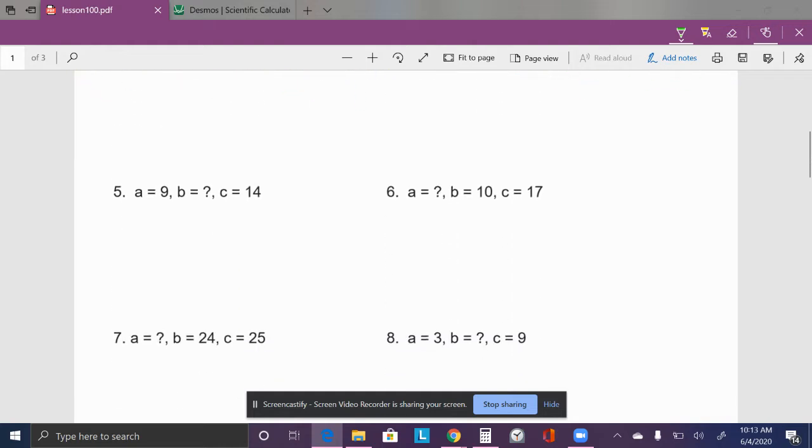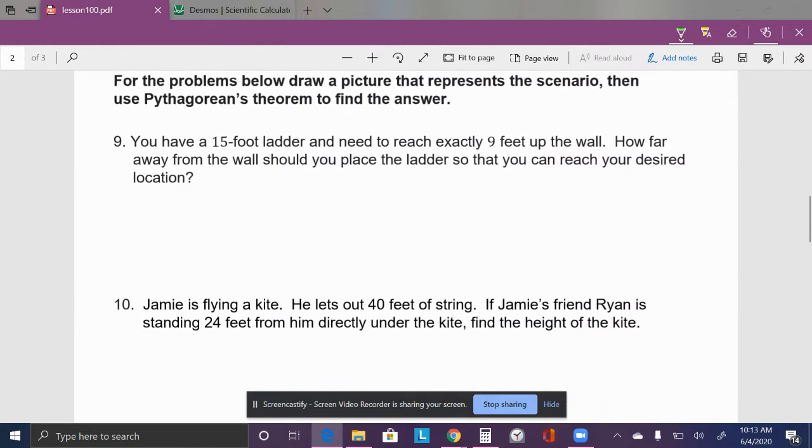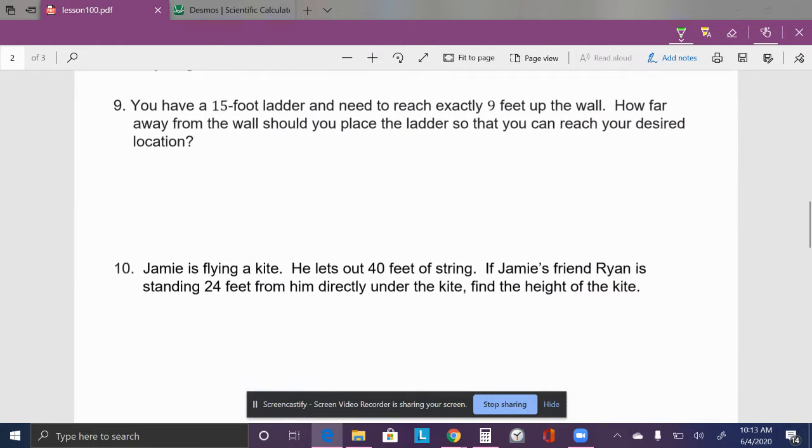Let's look at another one. Let's look at a word problem here. You have a 15-foot ladder and need to reach exactly 9 feet up the wall. How far away from the wall should you place the ladder so that you can reach your desired location?